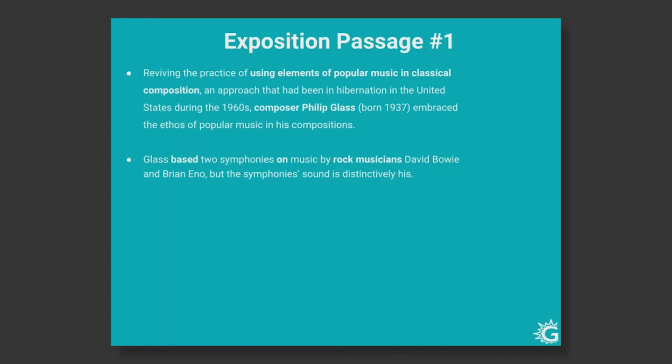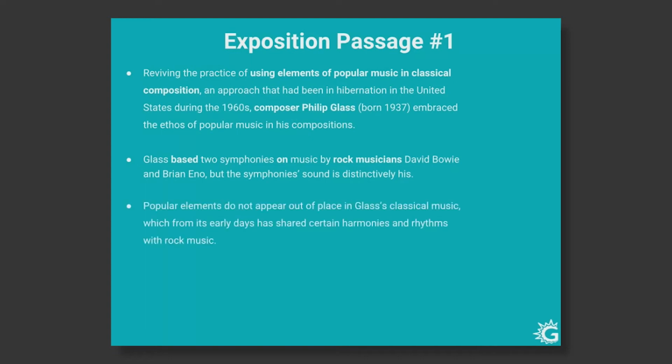But what is the context of this sentence in the passage? Well, we just read that he liked to bring in elements of popular music in classical composition. We know that he's a classical composer. But look at that. He's based two of his symphonies on music by rock musicians. So one inference we could probably make is that rock music is something that is typically considered popular rather than classical. If you're not 100% sure, you can go ahead to the next sentence and get that confirmed, because the next sentence, if you remember, said that popular elements do not appear out of place in Glass's classical music, which from its early days has shared certain harmonies and rhythms with rock music.